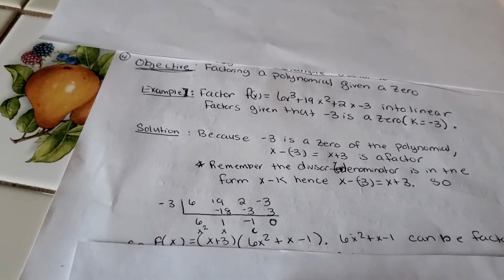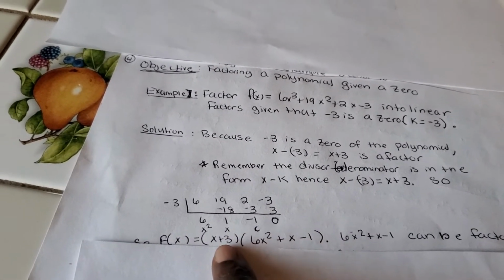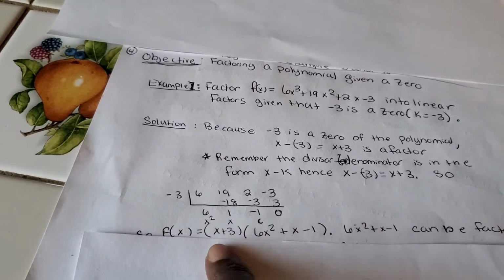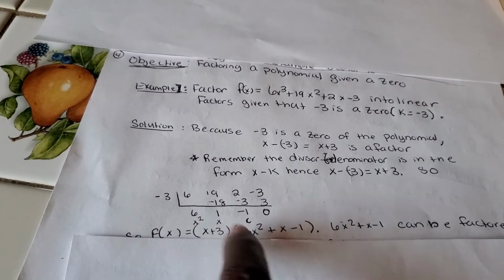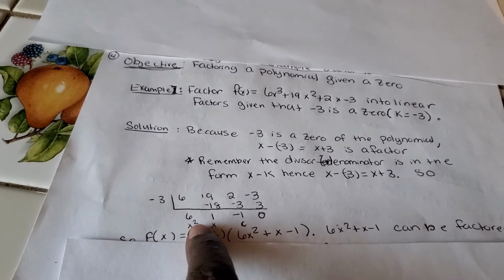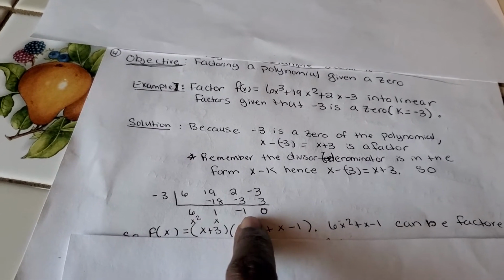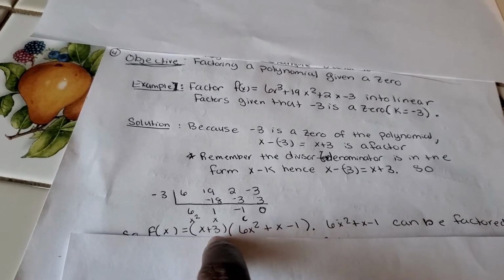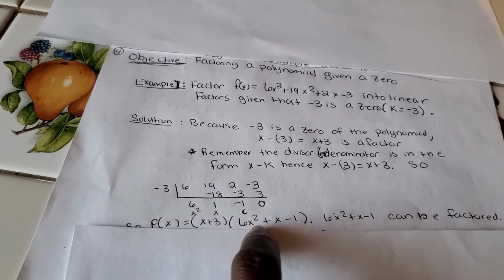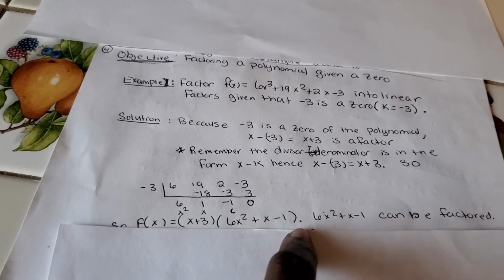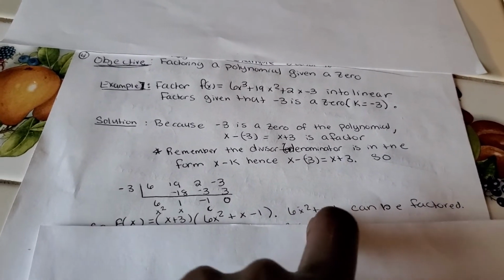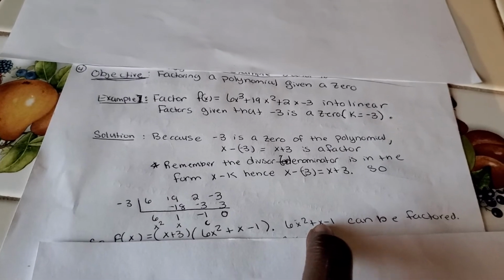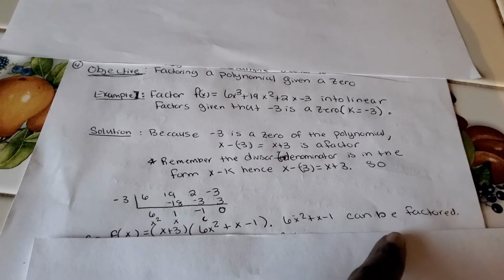So we have f of x is equal to x plus 3. Since the remainder is equal to 0, and we know that x plus 3 is a factor, we're left with our x squared term, our x term, our constant. So we have x plus 3 times 6x squared plus x minus 1. So this polynomial right here breaks down to a quadratic that can be factored.